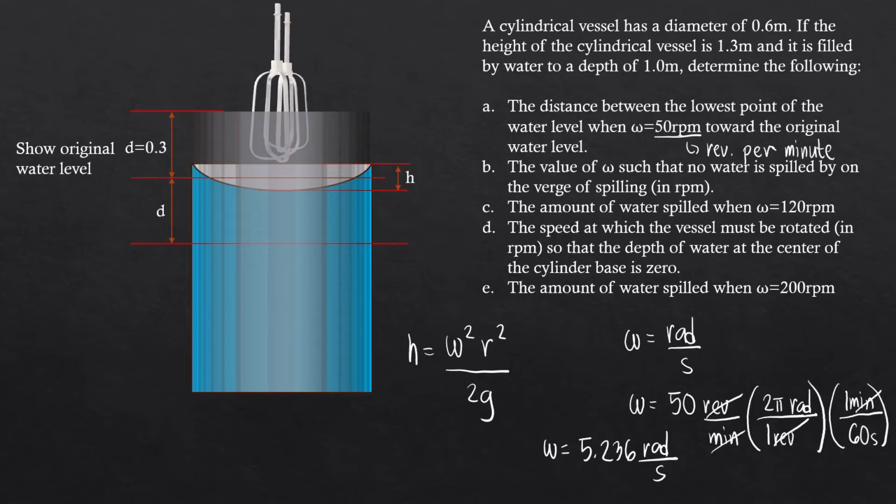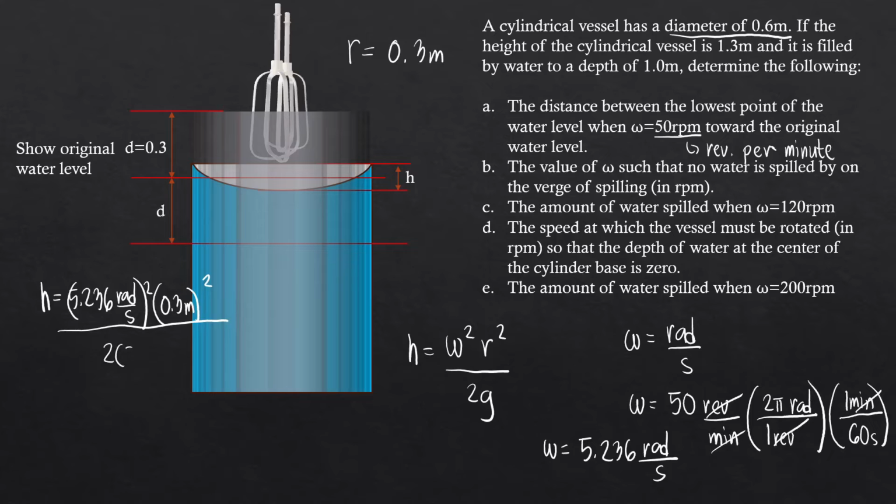So we have h equal to 5.236 rad per second, squared, multiplied by r squared, which is the radius of our container. That's going to be 0.3 meters, because the diameter of the vessel is 0.6 meters, and half of that is the radius, which is 0.3 meters. So times 0.3 meter squared, divided by 2g, which is 2 times 9.81 meter per second squared. And so seconds squared here will cancel, and also m. But since we are squaring this in the numerator, we are left with 1 m, which is going to be the unit of our height.